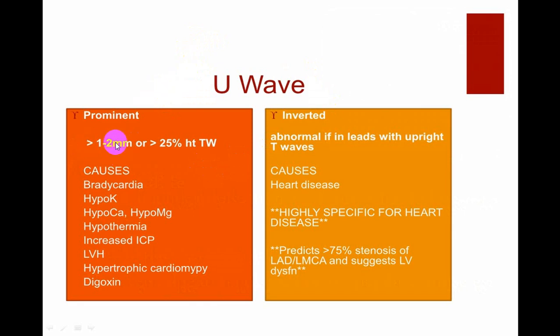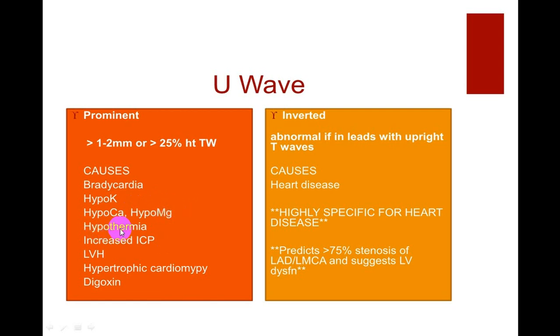If it is more than 1 to 2 millimeters, or more than 25% of the height of the T wave, it is 100% abnormal. In which condition is it abnormal? Severe bradycardia, hypokalemia, usually we look for this condition, hypokalemia, hypocalcemia, hypomagnesemia. In these conditions there is a prolonged QT, or sometimes the T wave will be followed by a U wave. We'll call that a prolonged QU interval also.